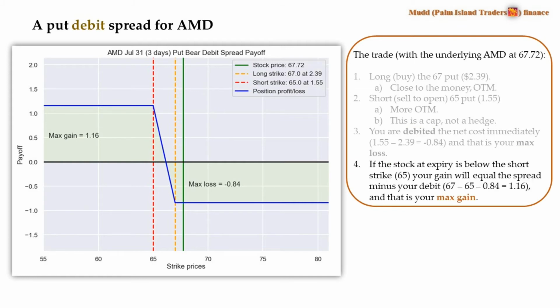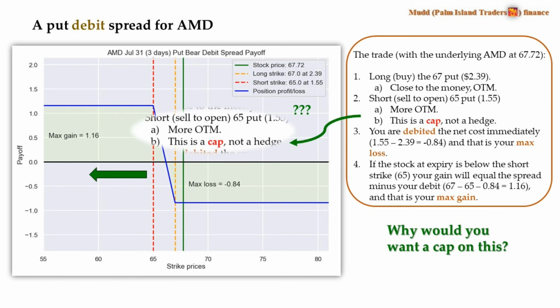If the stock at expiry is below the short strike, 65, your gain will equal the spread minus your debit. That's $1.16, and that is your max gain. And you can see in this example that that's more than the maximum loss. But we have an interesting question. We said this is a cap and not a hedge. Well, why would you want to put a cap on this trade?